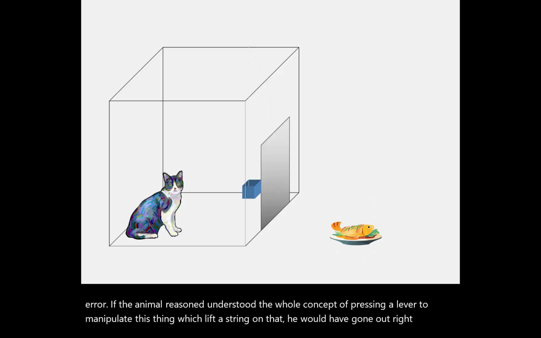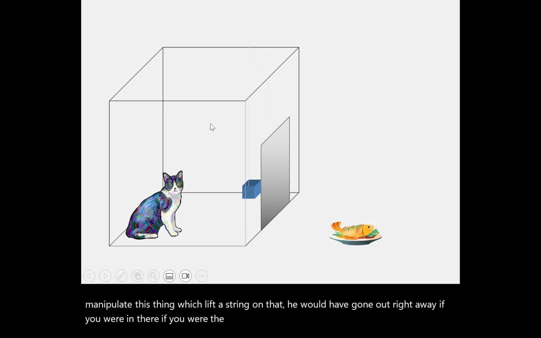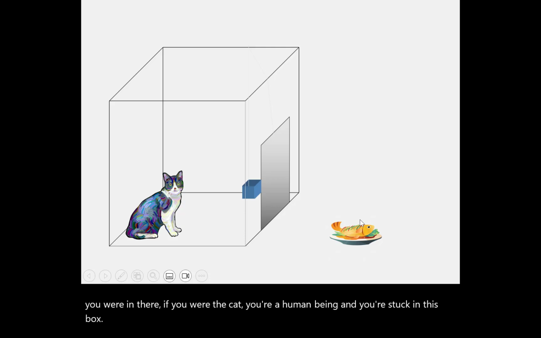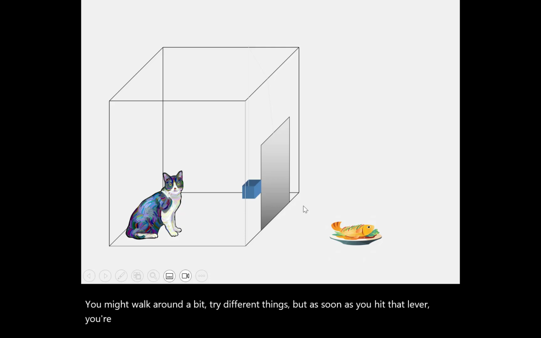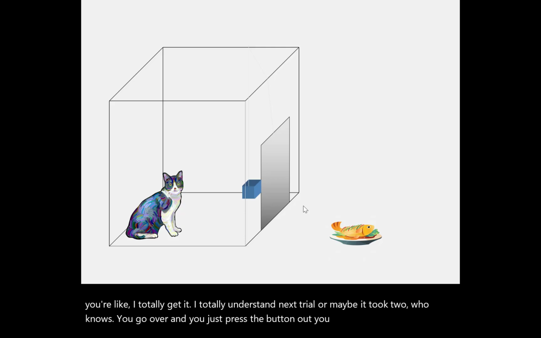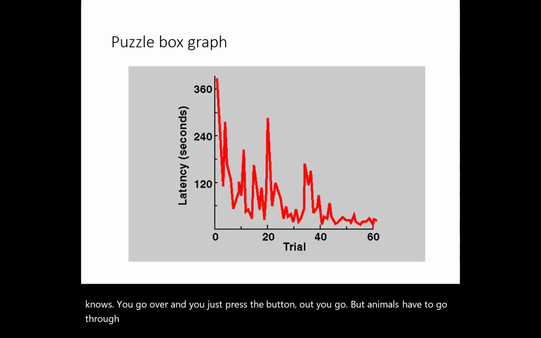If you were the cat, a human being stuck in this box, and there's money outside here, and every time you get out of the box, you get money, you might walk around a bit, try different things. But as soon as you hit that lever, you're like, I totally get it. I totally understand. Next trial, or maybe it took 2, who knows? You go over and you just press the button, out you go. But animals have to go through this trial and error learning.